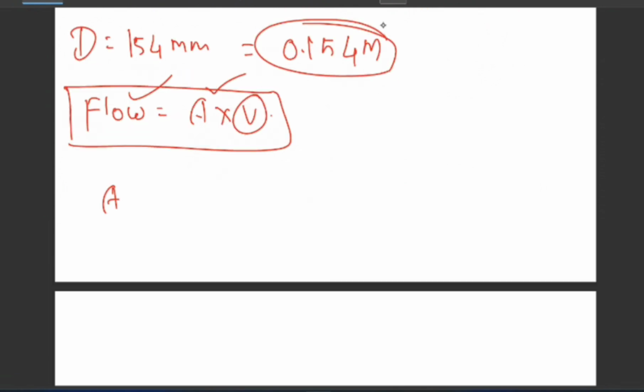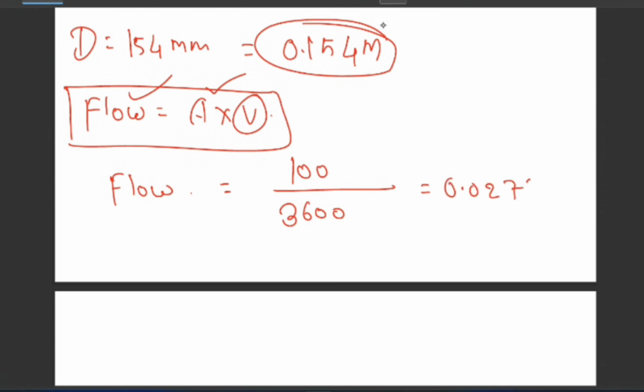Before that, every flow should be in meter cube per second. So we have 100 divided by 3600, so it is around 0.02778 meter cube per second. Always calculate your flow in meter cube per second.